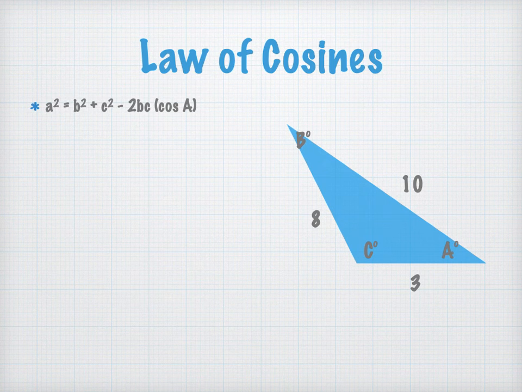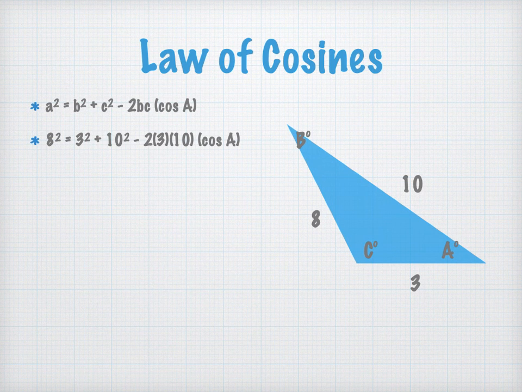Okay, so let's try this one. This one's a little different because here we have all three sides. We have no angles, but we have three sides. So we plug in our three sides, and I'm going to go ahead and just use the way we had this set up. So side A is 8, side B is 3, side C is 10. So 8 squared equals 3 squared plus 10 squared minus 2 times 3 times 10 cosine A.